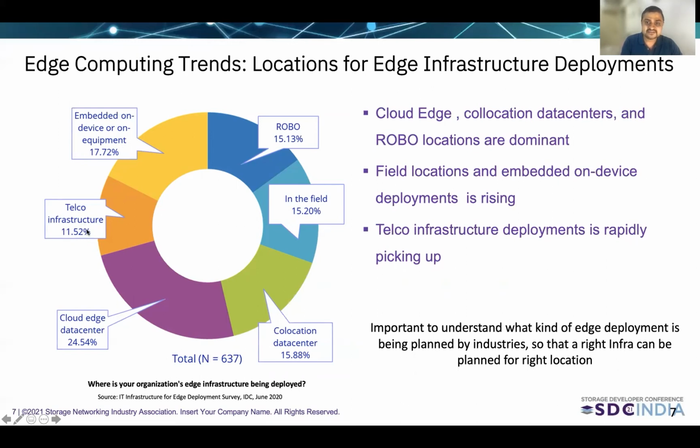So what is the takeaway? The takeaway is that the cloud edge, co-location data center, and ROBO, these three combined are currently the predominant deployment areas for edge computing infrastructure. The field location and embedded on-device deployments are rising. At the same time, telco is also picking up fast. Now, this is a very important aspect for us as developers to understand when we design a system for edge computing.